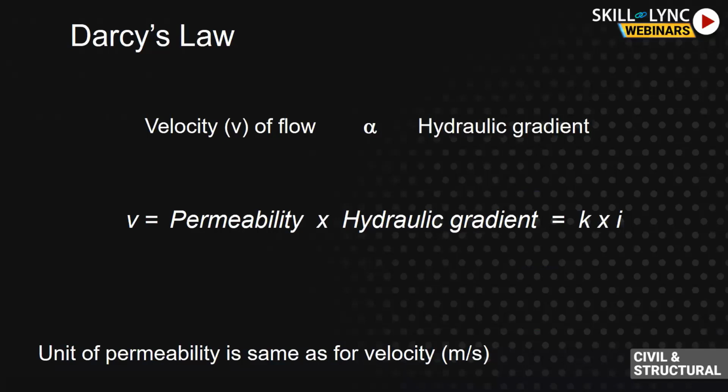In order to equate the velocity of the fluid flow to the hydraulic gradient, we have to multiply it with a constant, right? That constant, k, is the permeability. This is the term that we are interested in for this particular presentation. As I mentioned, hydraulic gradient does not have a unit. The unit of permeability, k, is the same as that of velocity. Typically, we talk in terms of meters per second.